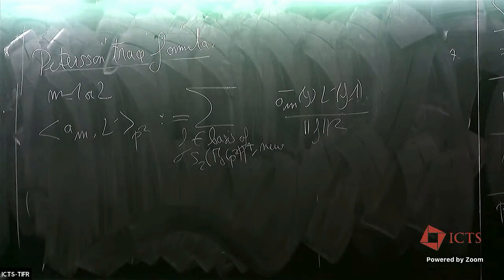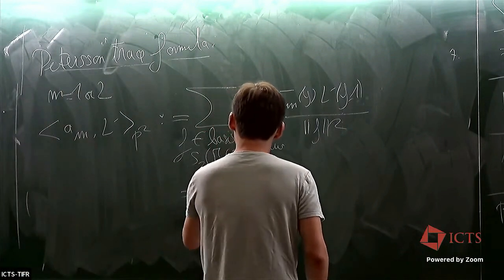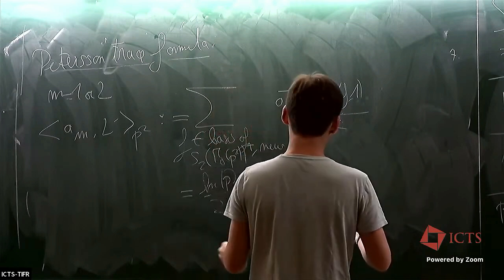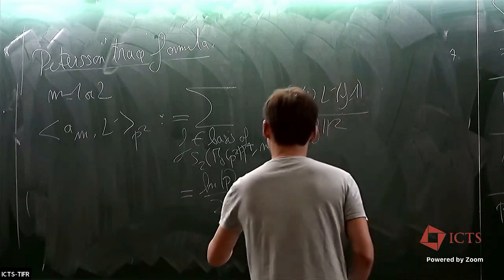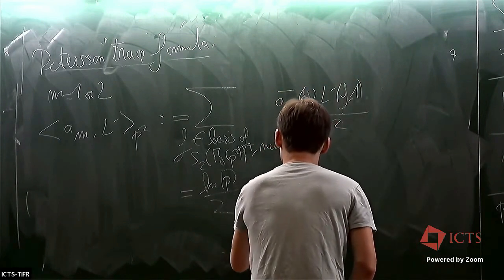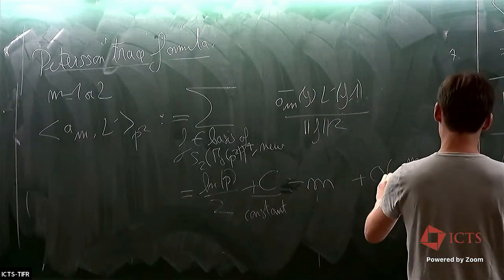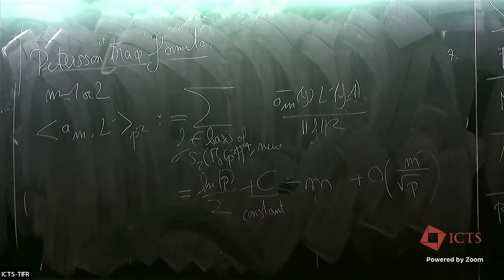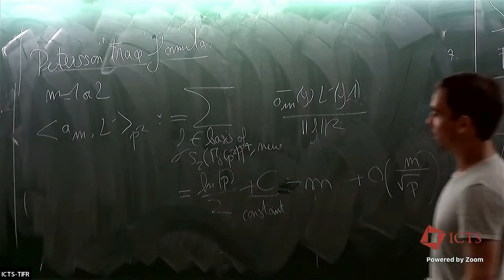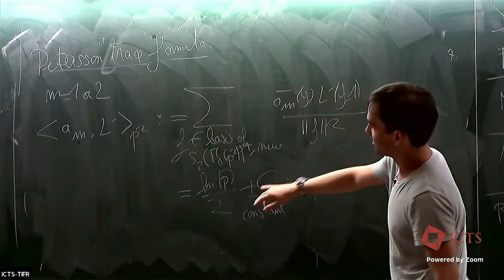Why is it good? Because we can prove that this is growing in P slightly in this shape. This is a constant. This is C minus M, and the error term goes to 0 when P goes to infinity. The first immediate conclusion is that when you take M equal to 1, and P is large enough, the main term is log of P.